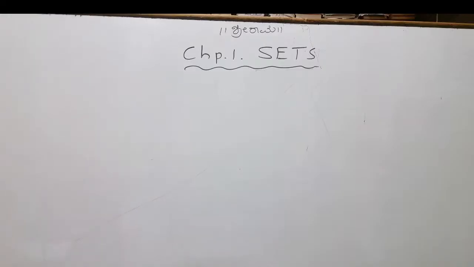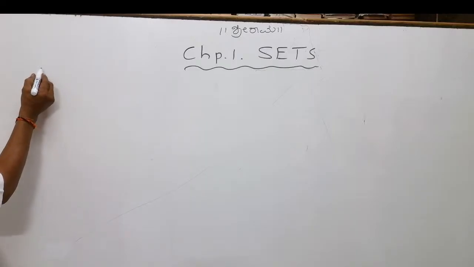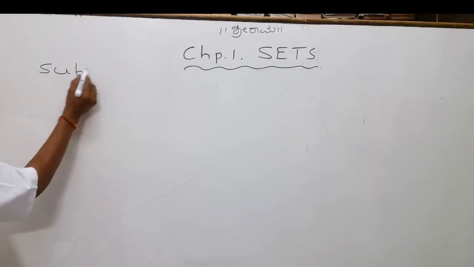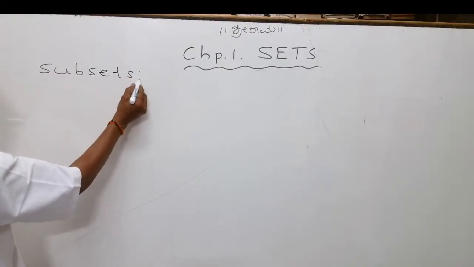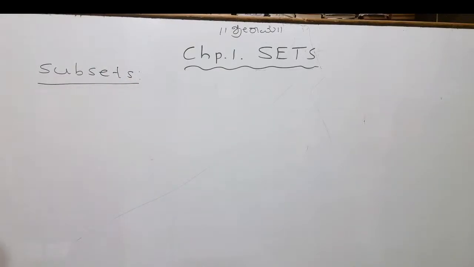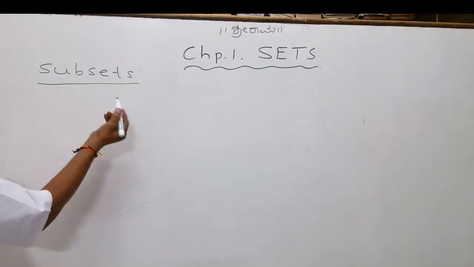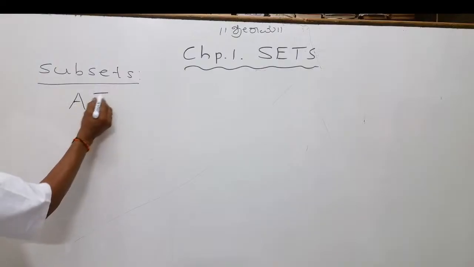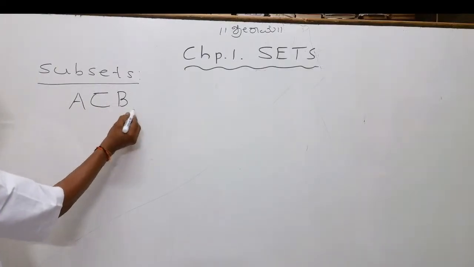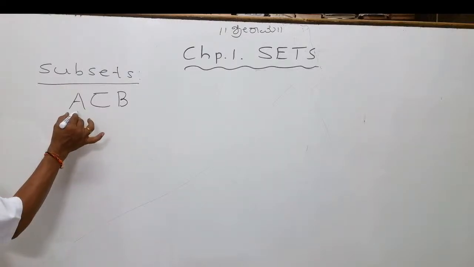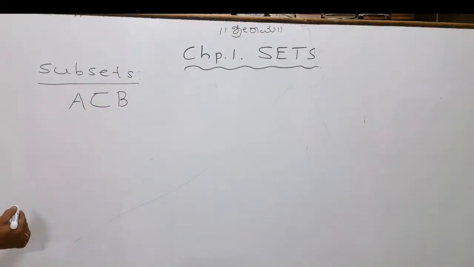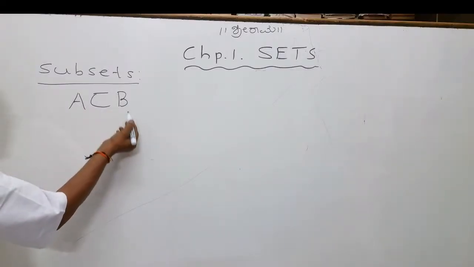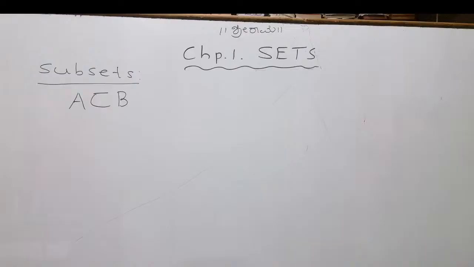Okay. So in the last class, we learned about sets and subsets, right? Suppose A and B are two sets. A is said to be a subset of B if all elements of A are present in B, but all elements of B are not present in A.